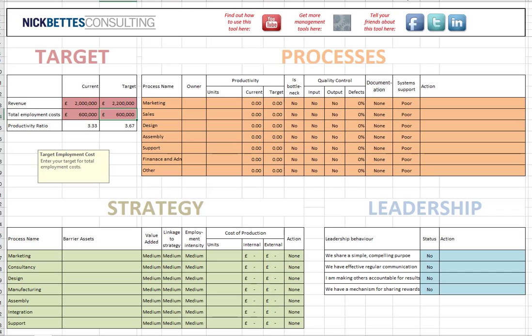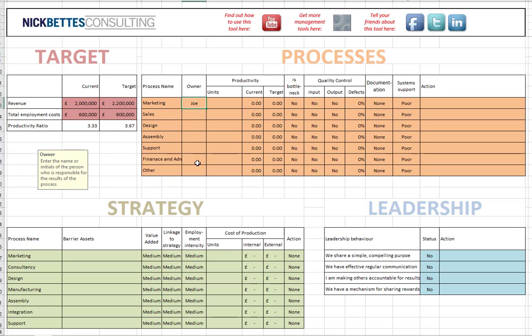Let's talk about individual processes first. If we look at marketing, well, first of all, down here in the process name, we've got the core line of business processes for this particular demonstration business. And we're going to start with marketing. We'll look at marketing as a typical process. So the owner of this process called marketing is Joe.